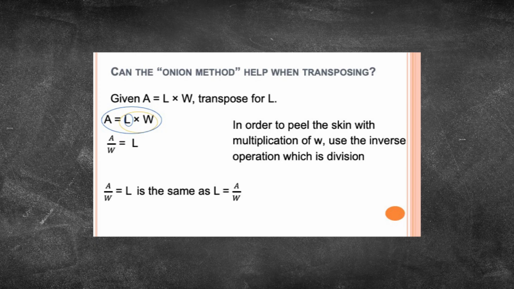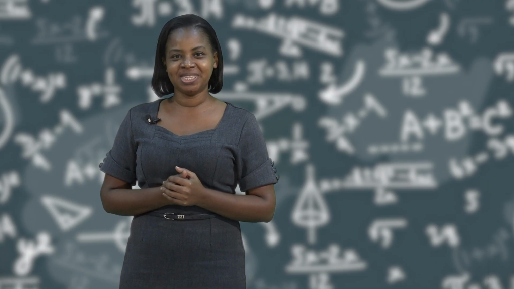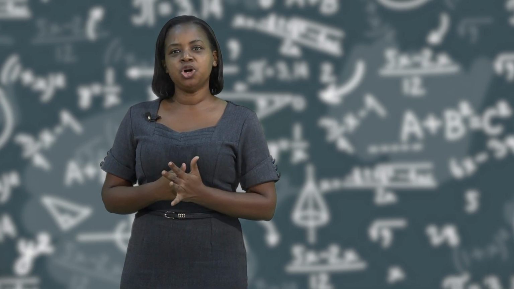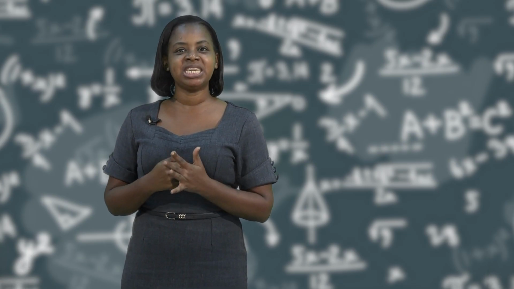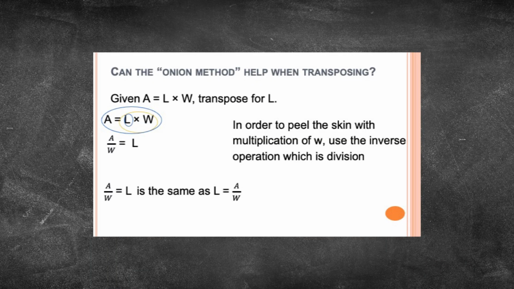Now let us peel our onion skins to make L the subject of the formula. Remember now that the aim is to have L by itself on one side of the equation. Where should we start peeling from? The outermost skin. What operation do you see in the skin with W? What is the inverse of multiplication?